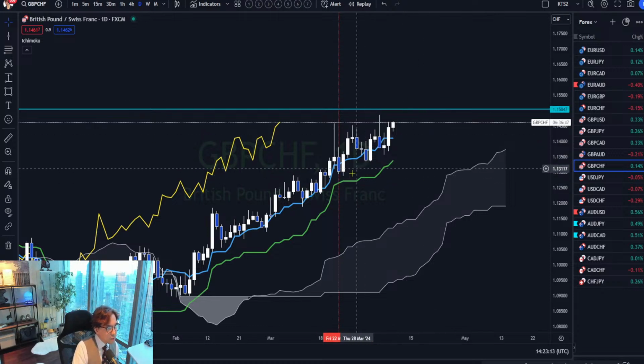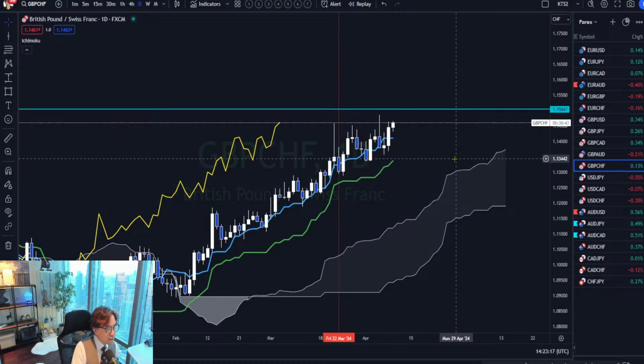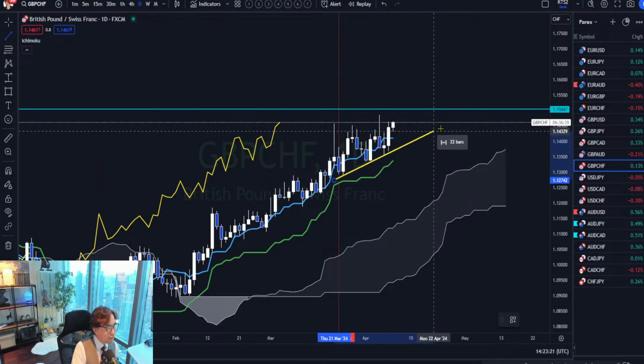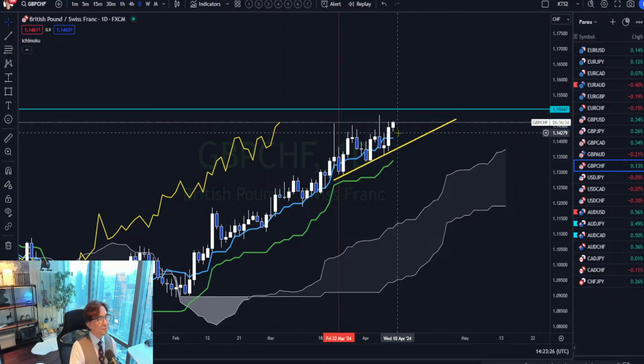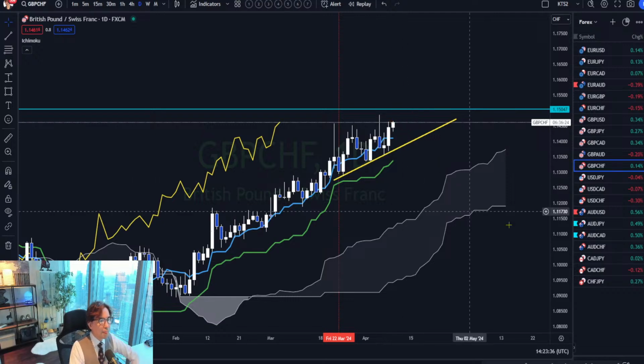And also, since the market is not respecting the Tenkan-sen as a bounce, I would also draw the trend line, because the trend line has been respected now. So the market may retrace, but bounce on the trend line and go bullish continuously. So that's pound Swiss franc.